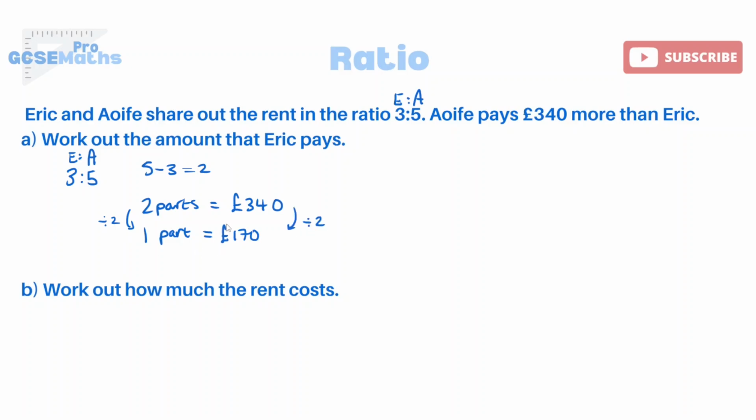So if 1 part is 170, we want to know how much Eric gets. He has obviously 3 parts. So I'm going to take that 170 and I'm going to times it by 3, which is £510. So you can see I've times that by 3.